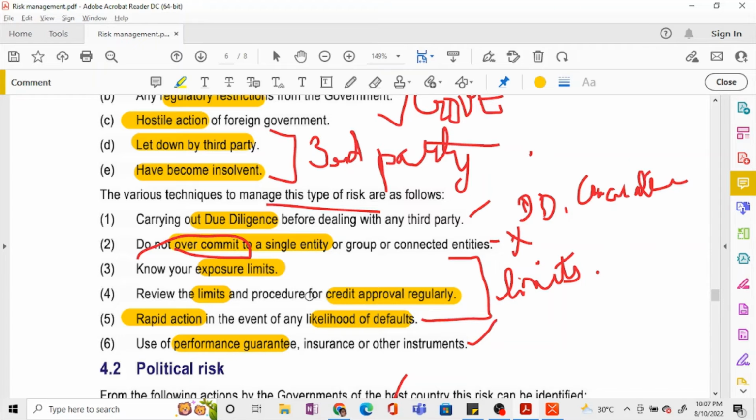Okay, we can do due diligence, or we can get a performance guarantee. We should know our exposure limits, and also we should review the limits which have been provided by the credit approval authority for that customer. And also what rapid action we can take in case of the likelihood of default. These are the things we can do to minimize counterparty risk.